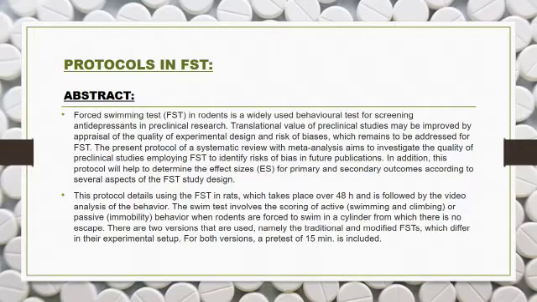In addition, this protocol will help to determine the effect size for primary and secondary outcomes according to the several aspects of the FST study design. The protocol details using the FST in rats, which takes place over 48 hours and is followed by the video analysis of the behavior. The swim test involves the scoring of active swimming and climbing and passive immobility behavior when rodents are forced to swim in a cylinder from which there is no escape. There are two versions that are used, namely the traditional and modified FSTs, which differ in their experimental setup. For both versions, a pre-test of 15 minutes is included.